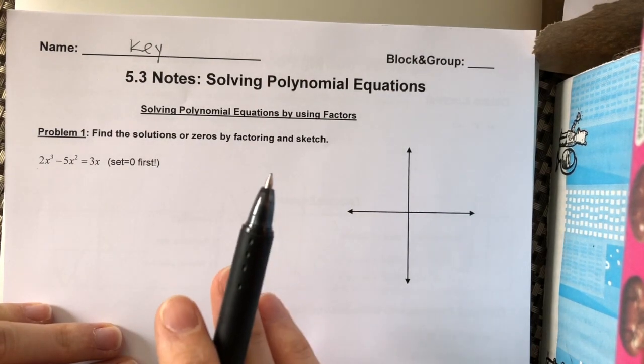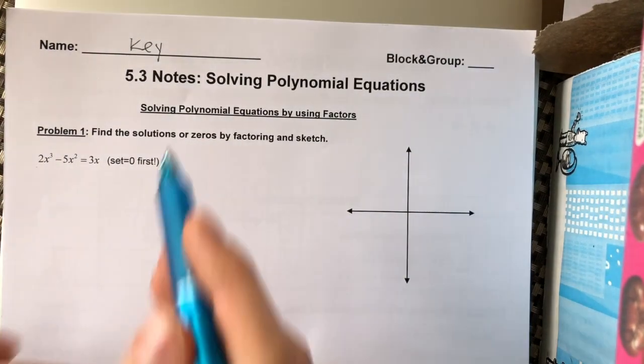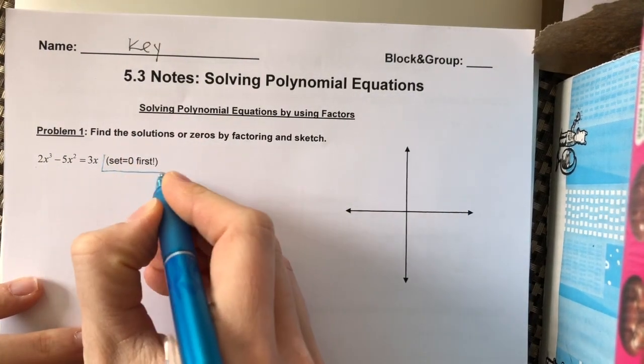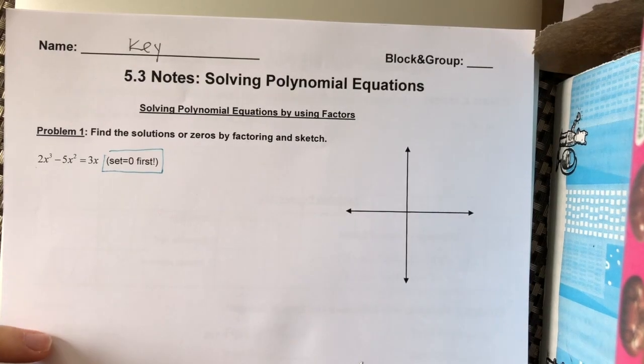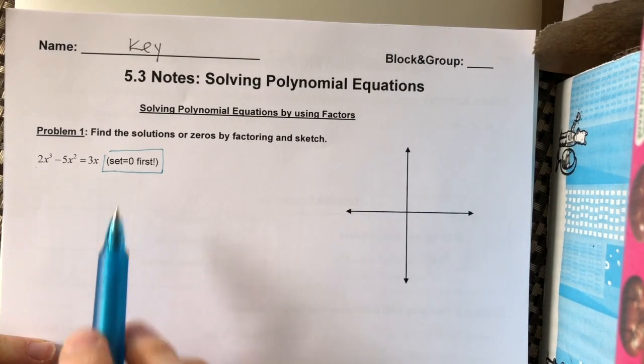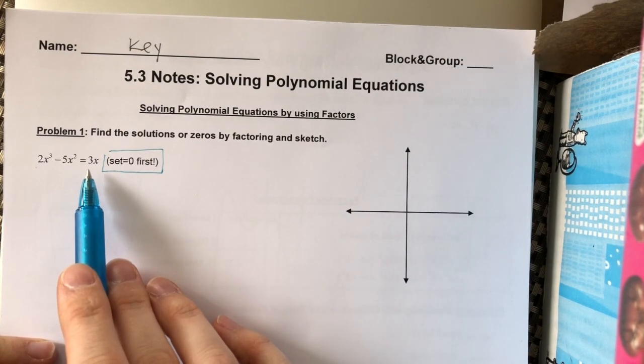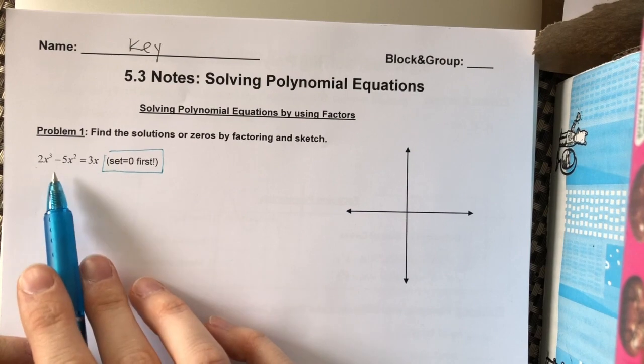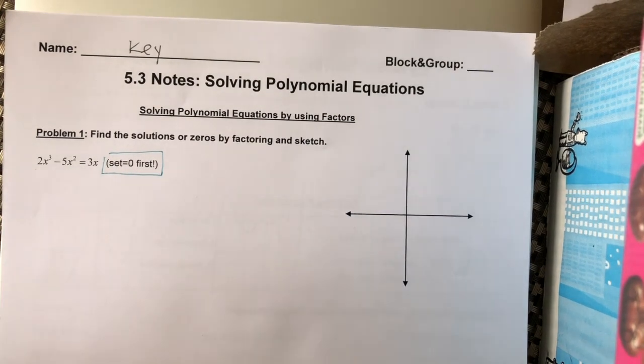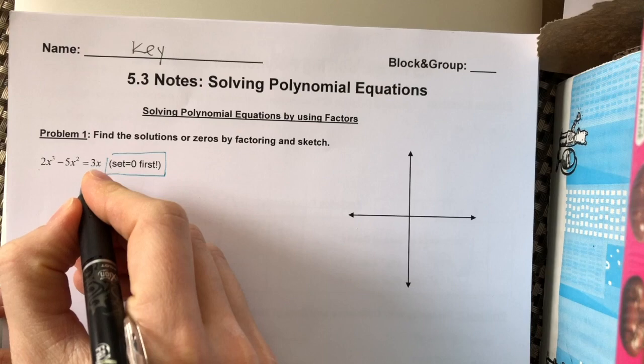The most important thing, however, is this part right here. I've seen a lot of mistakes on quizzes. I've seen a lot of mistakes on tests before. We need this polynomial to be equal to 0. Currently, it is not. So I need to move all of the terms to the same side. So I will do that by subtracting 3x.